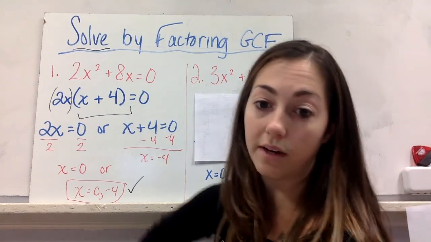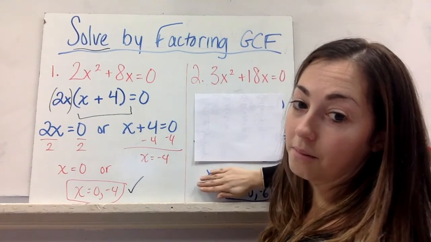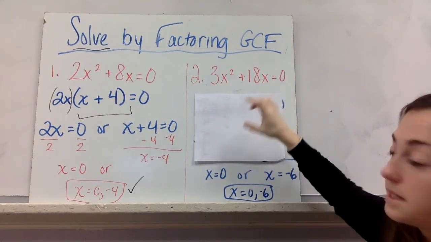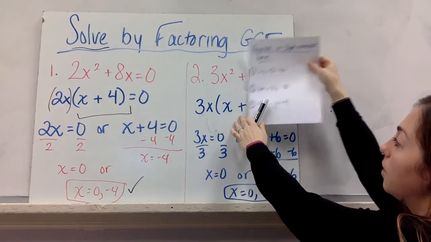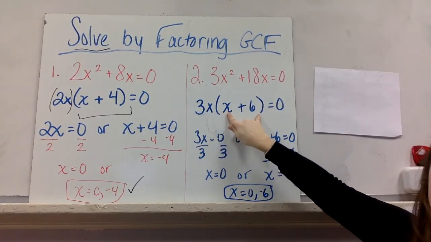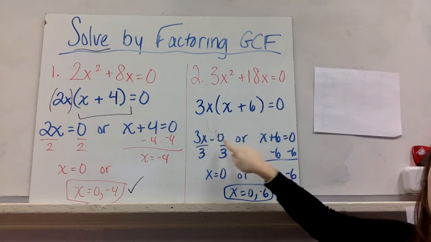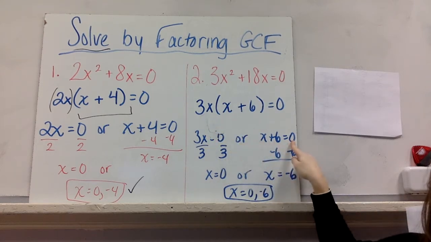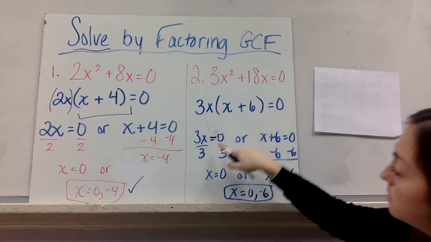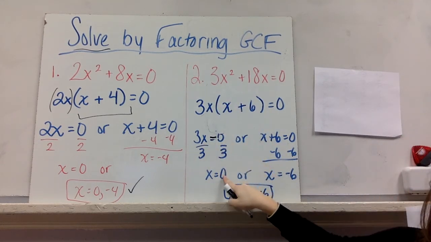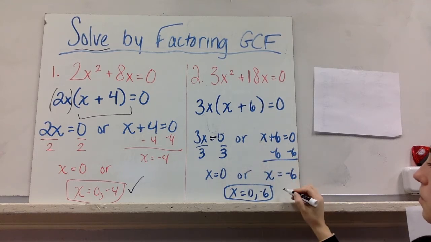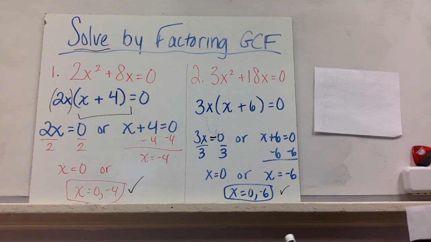Try number 2. Pause the video and then hit play when you're done. So I have 3x squared plus 18x equaling 0. When I factor out my greatest common factor, I get 3x, and what's left is x plus 6. And then I have 3x equaling 0, or x plus 6 equaling 0. Divide by 3. And then 0 divided by 3 is 0, or subtract 6, and x equals negative 6. So those are my two answers, 0 or negative 6.